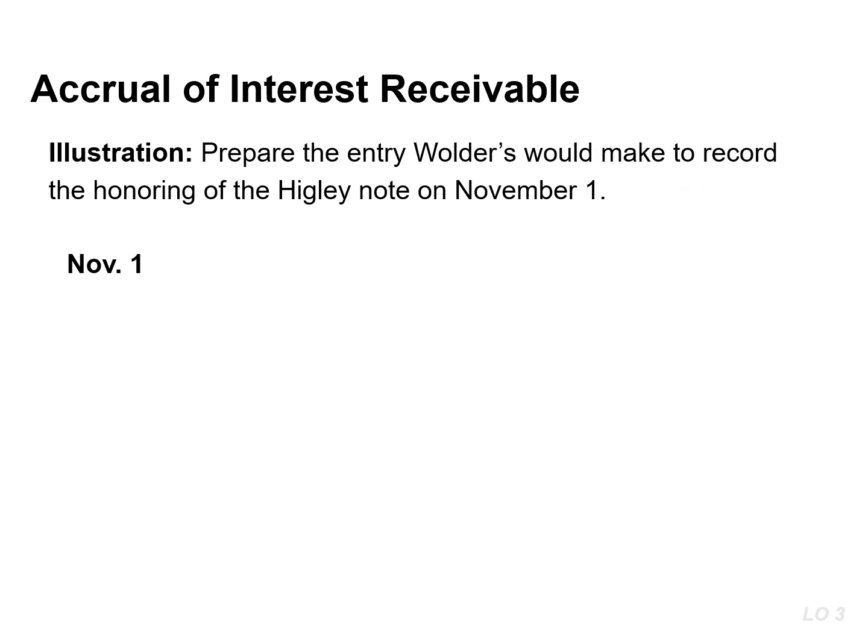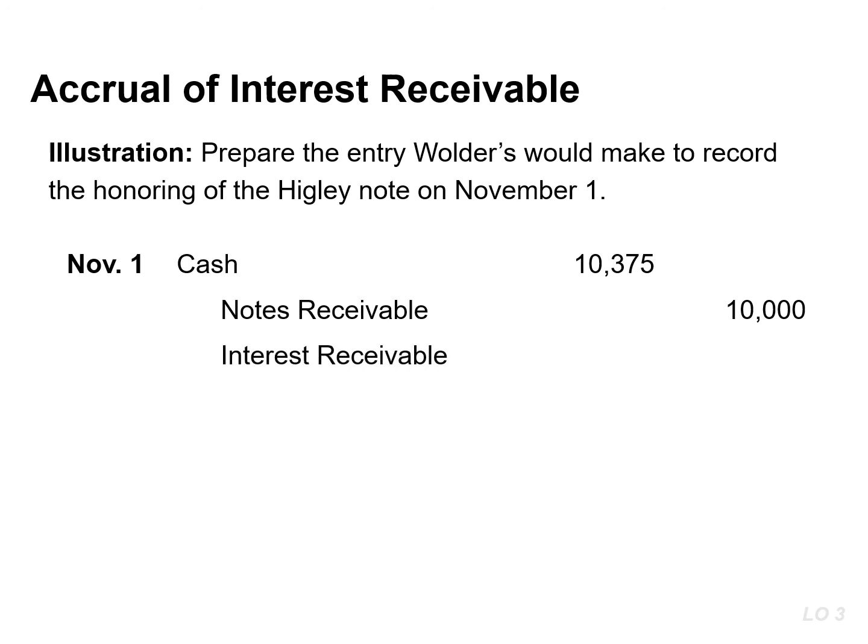At the note's maturity, Wolder receives $10,375, so we debit cash for that amount. This amount represents repayment of the $10,000 note, as well as 5 months of interest, or $375. The $375 is comprised of the $300 interest receivable that was accrued on September 30th, plus $75 that was earned during October. This is the entry to record the collection of the note.